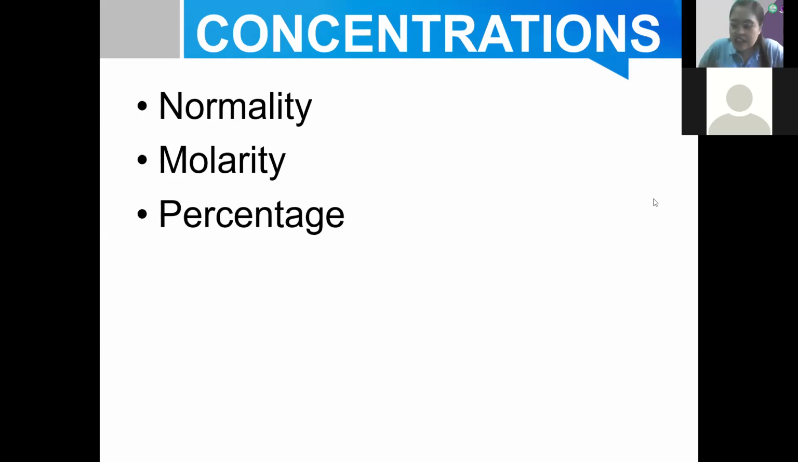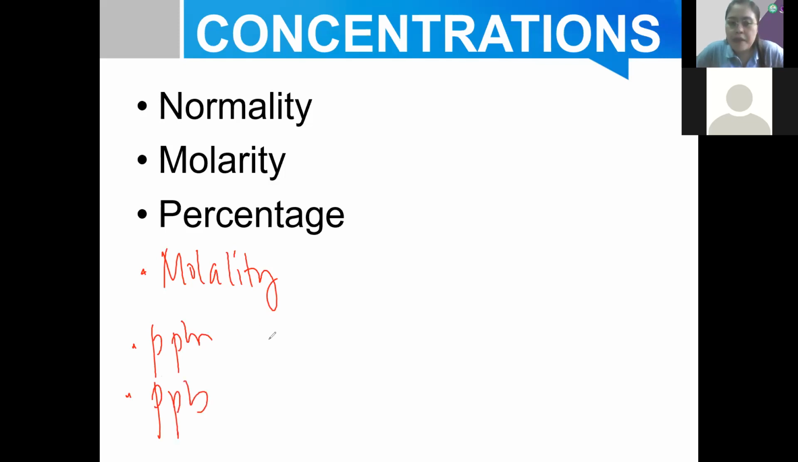So you can either see normality, molarity, or percentage. Actually, meron pang iba, pero ito yung pinaka-ginagamit natin in the lab. Actually, meron pa yan siyang molality. We also have the ppm and we also have the ppb. ppm is parts per million and ppb is parts per billion. So let's concentrate first here sa normality.